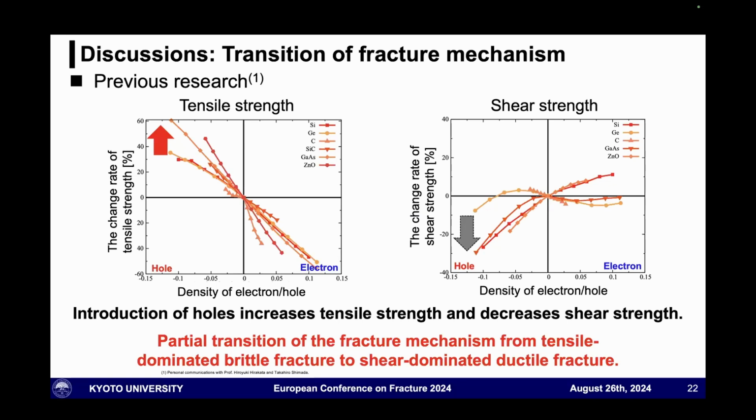Previous research also analyzed the change of the tensile strength and the shear strength in several materials with different hole and electron densities by using first principle calculations. The left figure is the tensile strength and the right figure is the shear strength. According to these results, introduction of holes increases tensile strength and decreases shear strength. Therefore, a partial transition of the fracture mechanism from tensile-dominated brittle fracture to shear-dominated ductile fracture may occur.